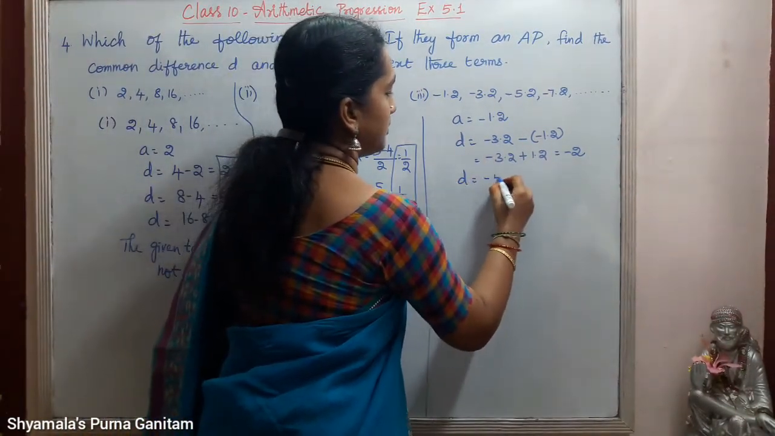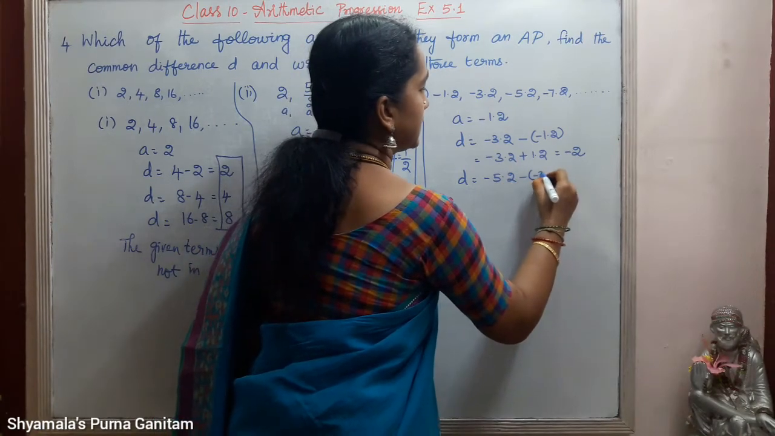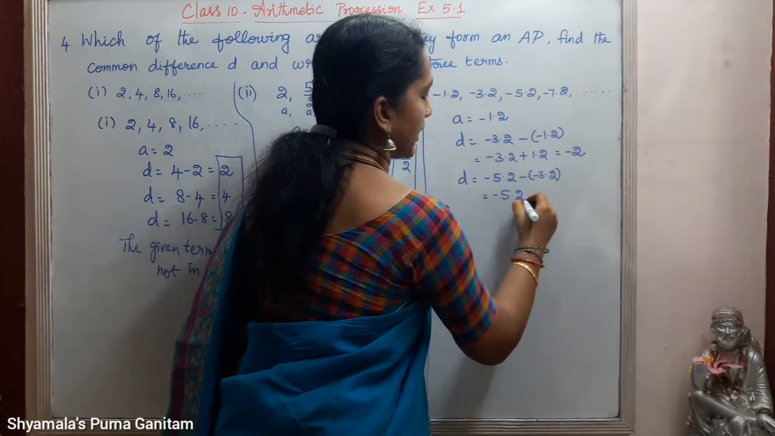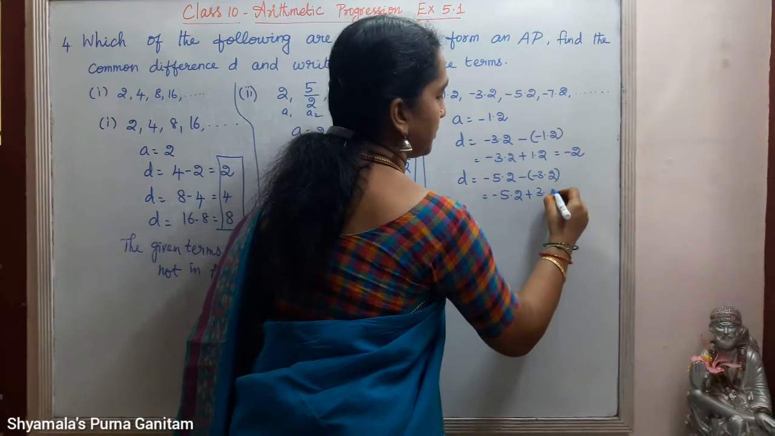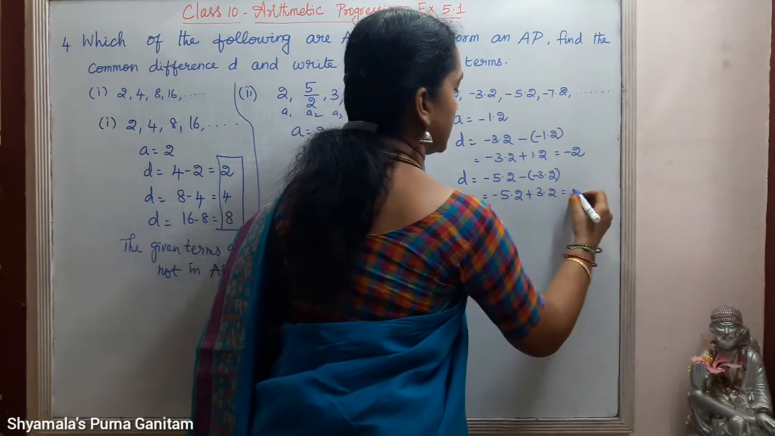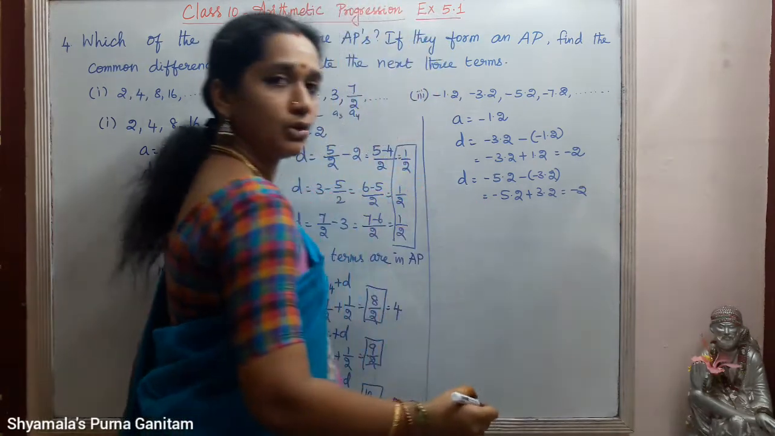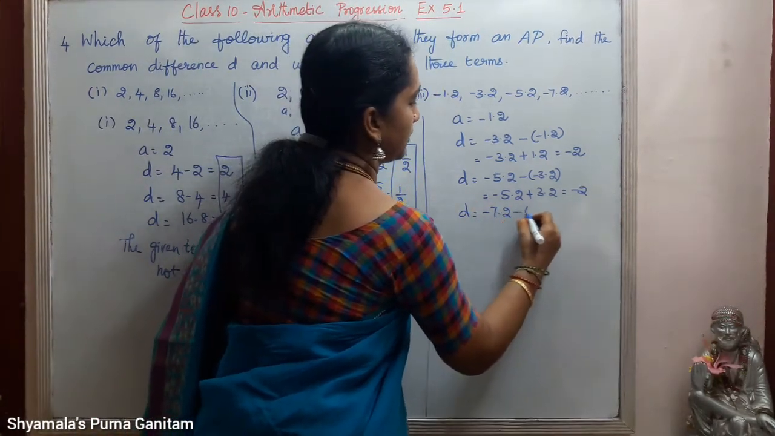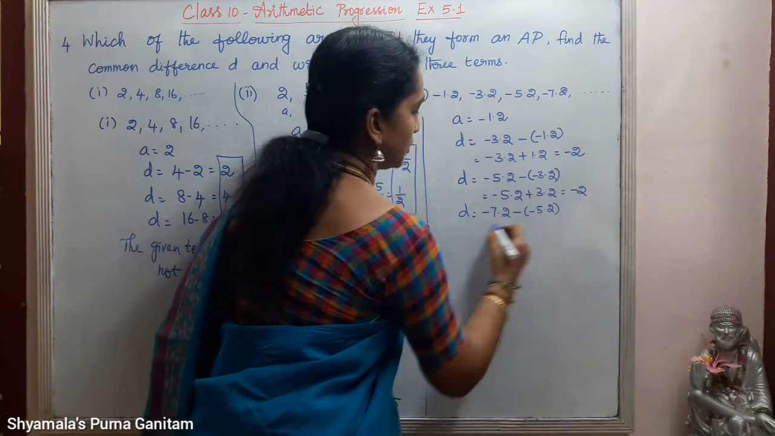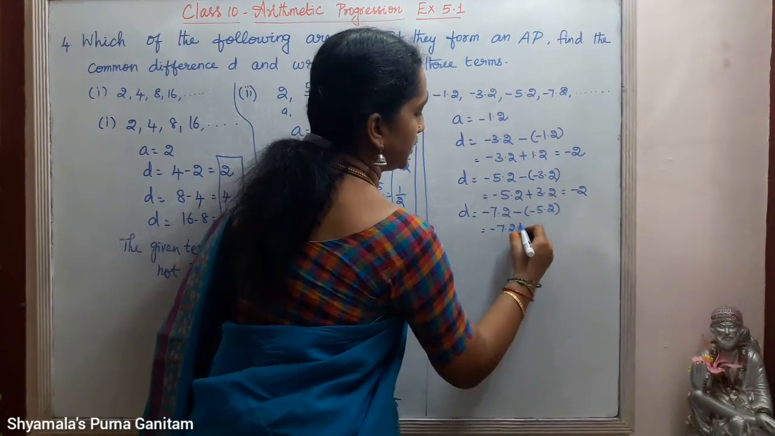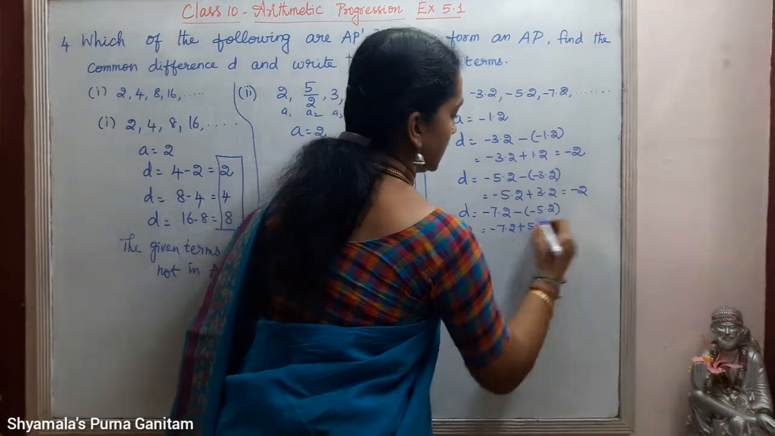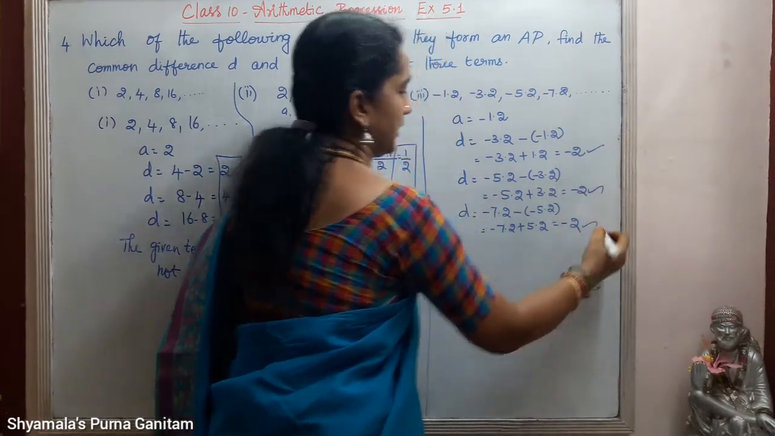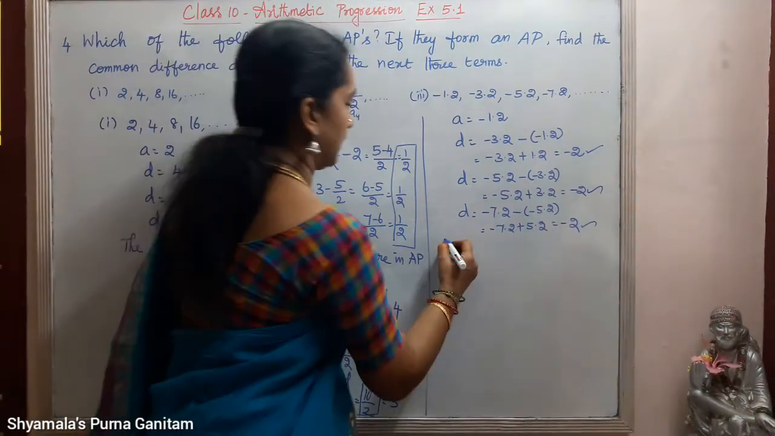For the next term, minus 5.2 minus (minus 3.2). So this will be minus 5.2 plus 3.2. The difference for this one is also minus 2. So the next one is minus 7.2 minus (minus 5.2). So this is minus 7.2 plus 5.2. So the difference will be minus 2. So all the differences are the same. So the given terms are in AP.